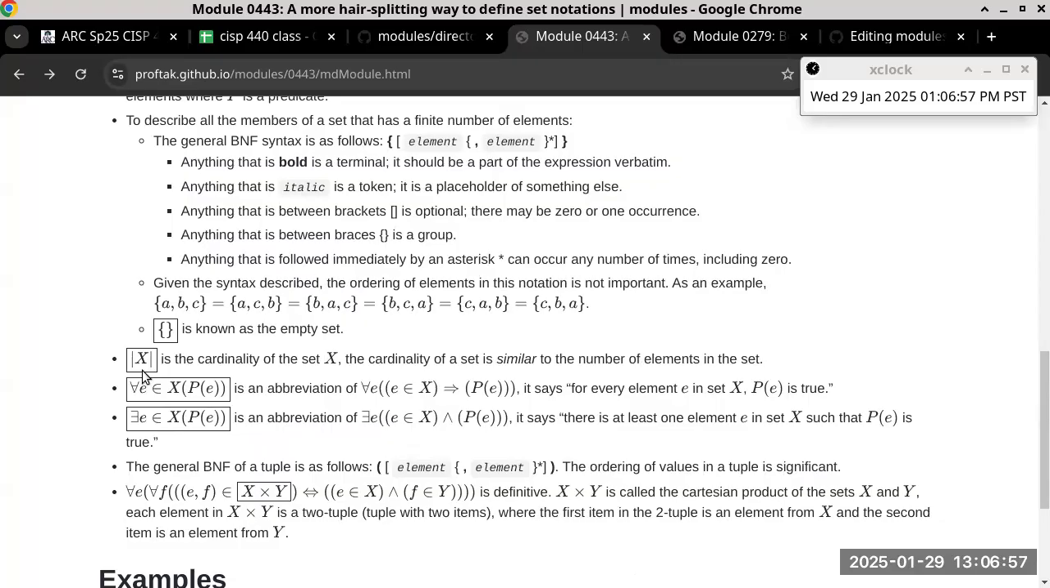All right. And now we are down to a few easy ones and then a few really difficult ones. This is an easy one. The bar notation is not absolute value. It is asking how many things are in the set. And you can see that, not exactly, but close. That's why I use the word similar. So the cardinality of a set is similar to the number of items in the set.